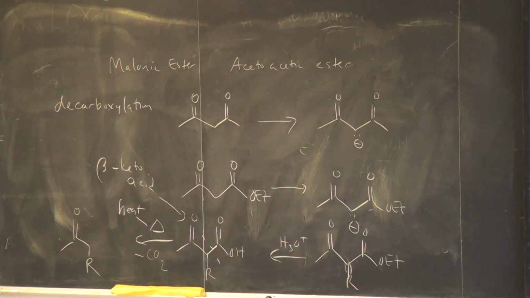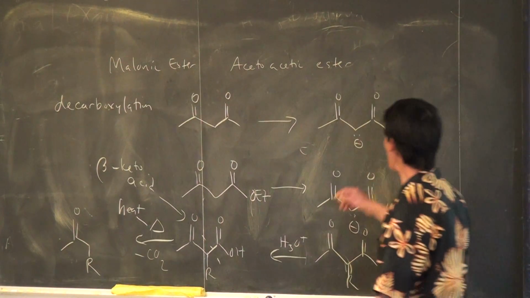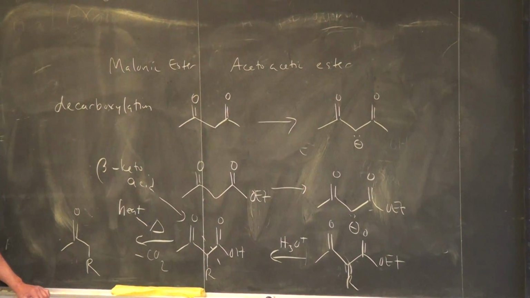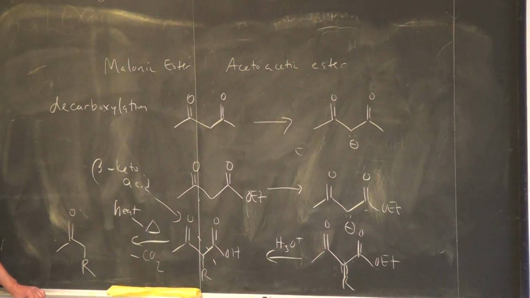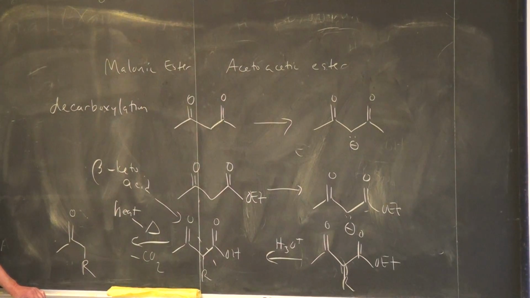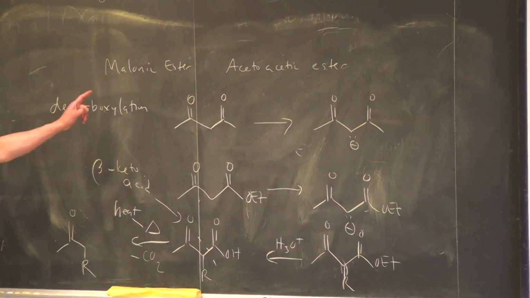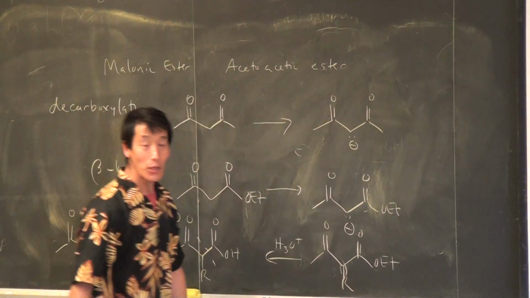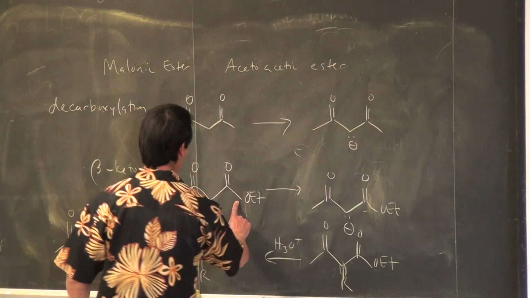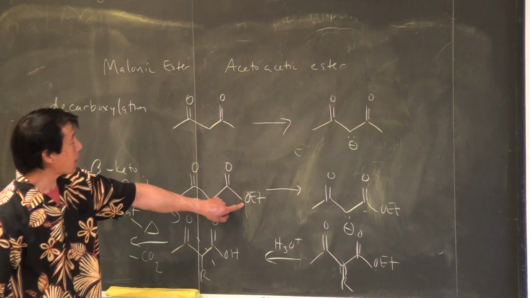Anyway, from here, this is a beta keto. If you have a beta diacid, that also decarboxylates. When you look at the malonic ester and acetoacetic ester, those are two different ways to do that decarboxylation. This is the acetoacetic ester. Yes, this compound is this one.